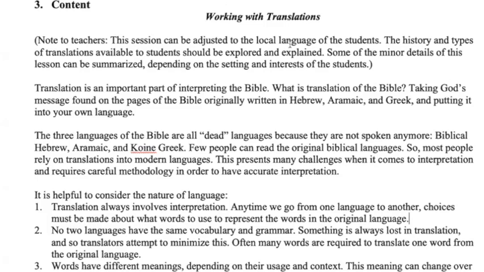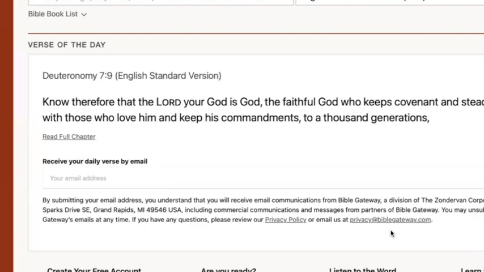So working with translations. Well, maybe you wonder why do we have different translations of the Bible? In English, there are so many translations of the Bible. It seems like every year there's a new translation. One of the websites that I like to go to quite often is called Bible Gateway. And let me share with you Bible Gateway. So I go here to look up things quite often, Bible verses. It's just an easy website.